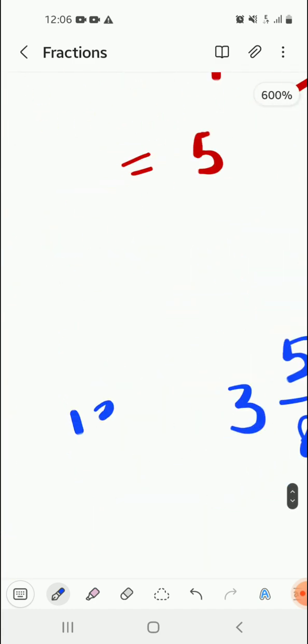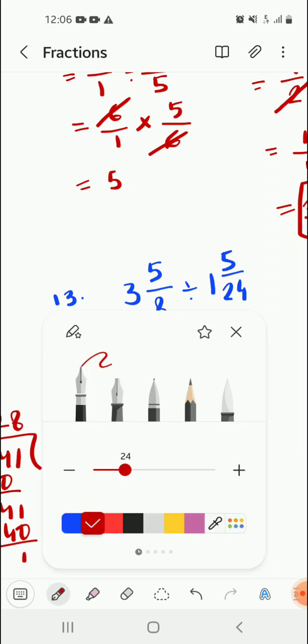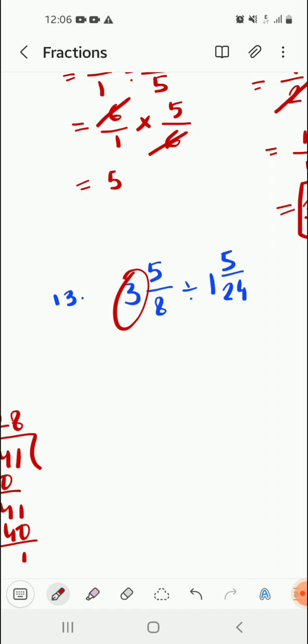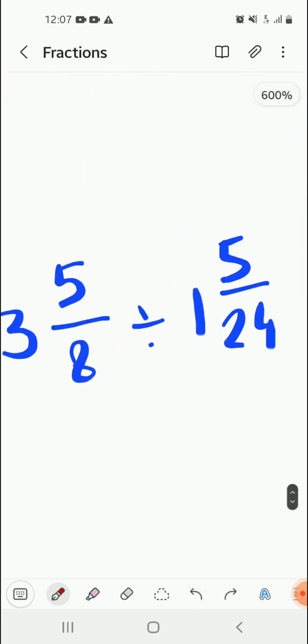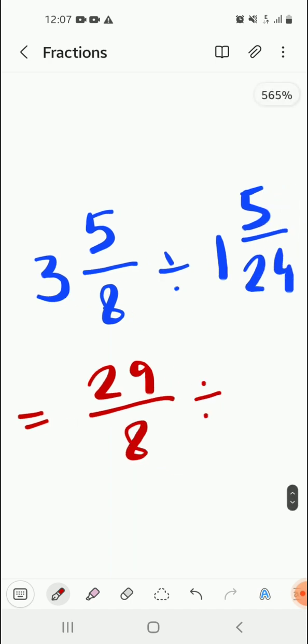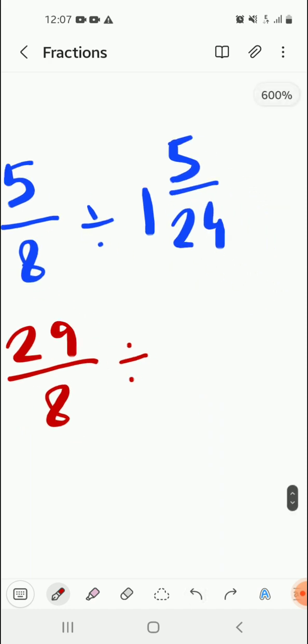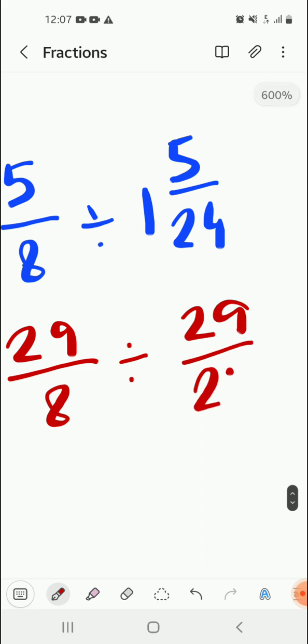Number 30. Now see, we are going to again follow the same steps. Both the fractions over here are given as mixed fractions. So first we have to convert them. If we convert, this becomes 3 into 8, 24 plus 5, 29 by 8, the first fraction, divided by. First let's convert both the fractions and then we're going to solve it. 1 into 24 is 24 plus 5, 29 by 24.